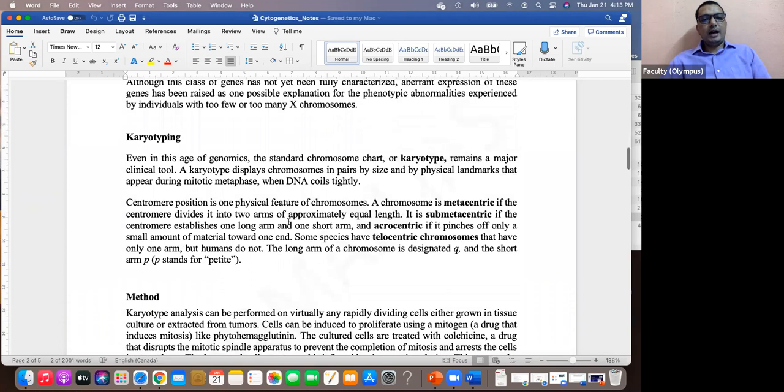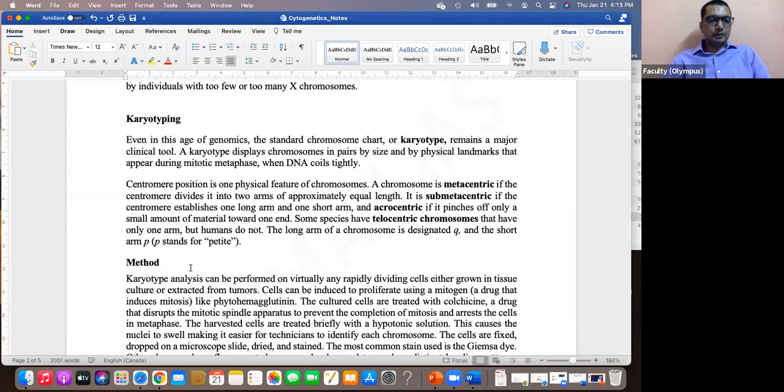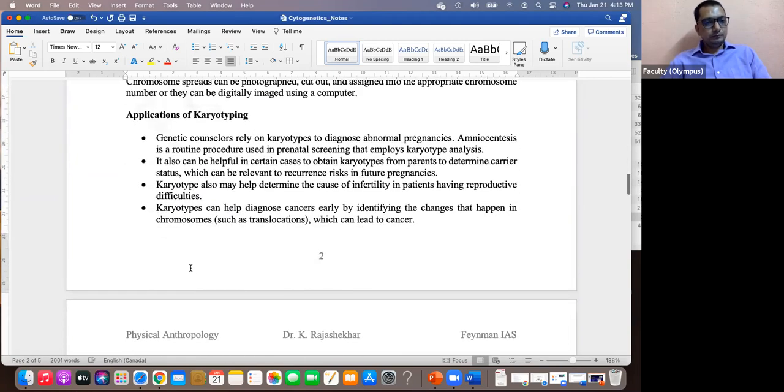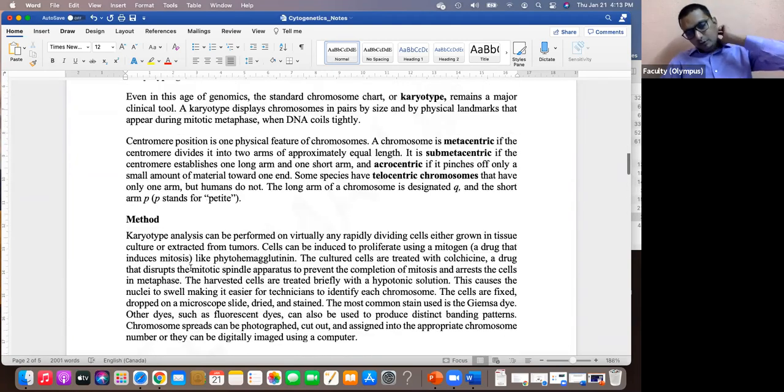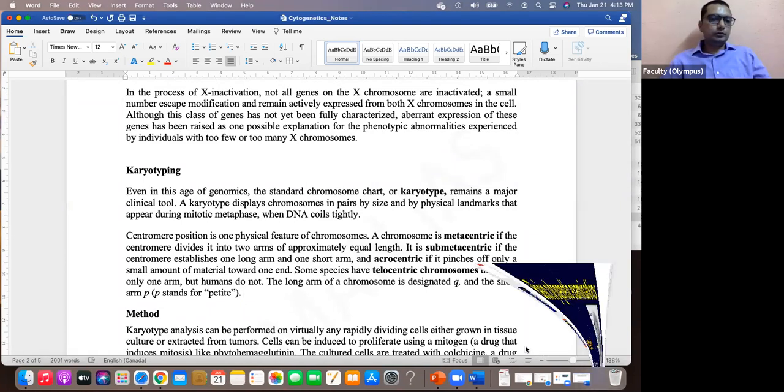And next we'll talk about karyotyping. This is a very, very important method. Karyotyping. So before getting into the details about karyotyping, I would like to walk you through a few thoughts.